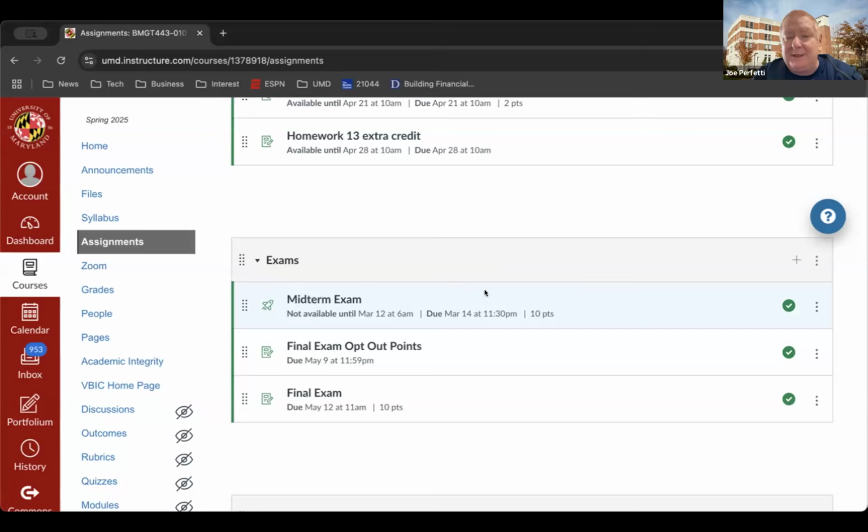It is a 90-minute exam at maximum. So basically, do not click on that link when it becomes available until you're ready to start the exam, because it will start the timer. And after 90 minutes, you won't be able to submit anything. So you must submit within 90 minutes of starting, anytime during that 2-day period.